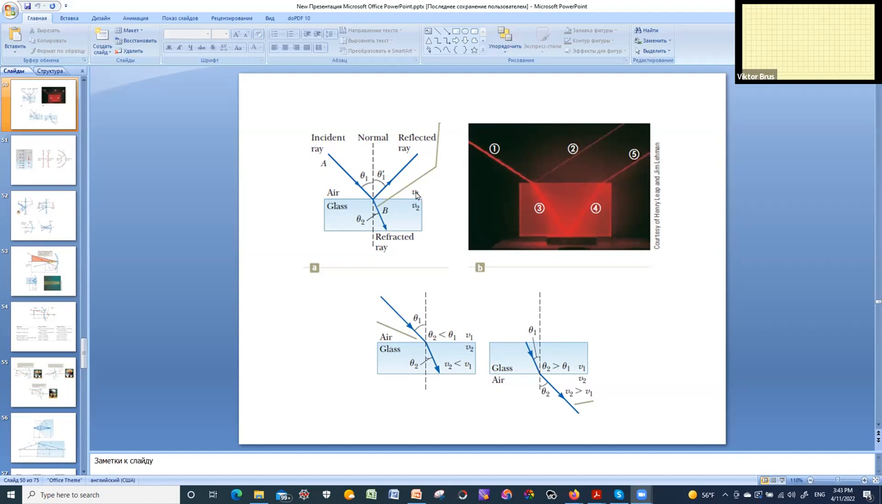So here you can see V1 and V2. The speed of light, as we remember, is determined by the refractive index, which shows by how many times the speed of light inside some material is smaller than the speed of light in free space, in vacuum. If we compare air and vacuum, there is not much of a difference because the refractive index of air is very close to unity. So the speed of light in air is very close to the speed of light in vacuum. However, that's not true for other materials, in particular glass.